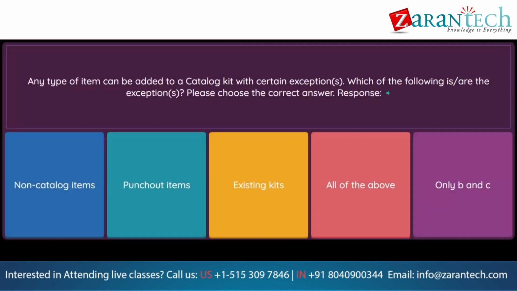Question: any type of item can be added to a catalog kit with certain exception(s). Which of the following is/are the exception(s)? Please choose the correct answer. Response. Option 1. Non-catalog items. Option 2. Punch-out items. Option 3. Existing kits. Option 4. All of the above. Option 5. Only B and C.